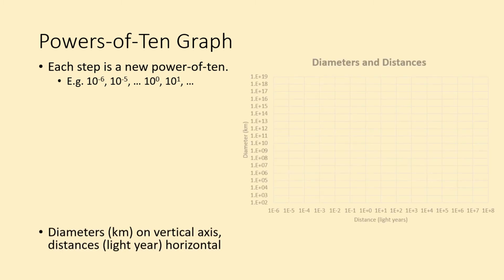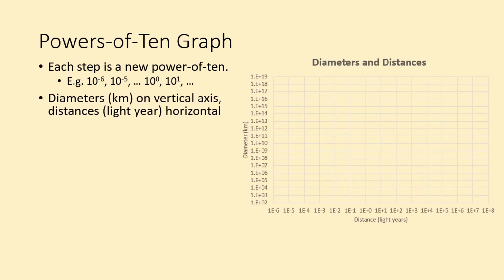You should do this for both the diameters and distances. Plot the diameters on the vertical axis and the distances on the horizontal axis. Make sure you label these axes and give the units, kilometers for diameter and light years for distance. One example of what plotting looks like would be the star Alpha Centauri.